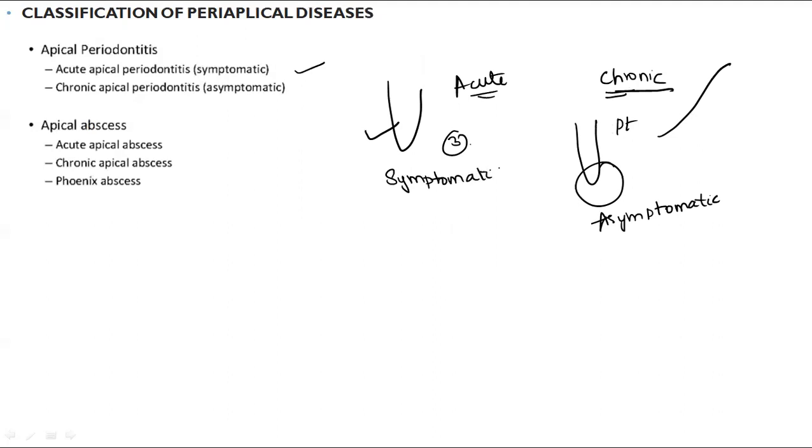Okay. Next we come to apical abscess. Under apical abscess, you see acute apical abscess, chronic apical abscess and phoenix abscess. I'll be explaining about each in detail. So the pulp in acute apical periodontitis and chronic apical periodontitis both are infected, and if left untreated they can form an abscess. There might be pus accumulation over there and you can see something called an abscess.